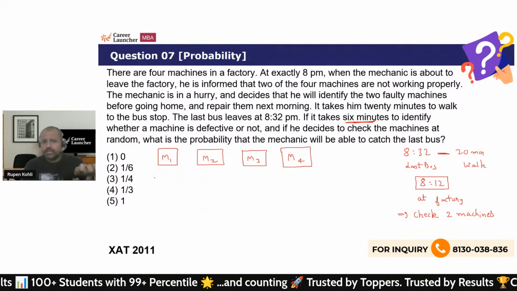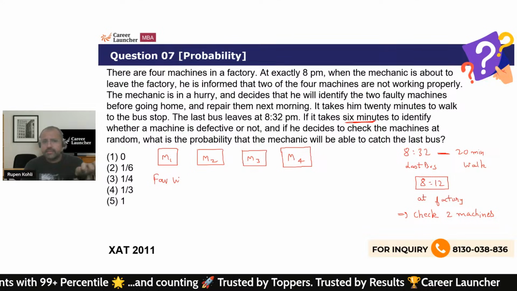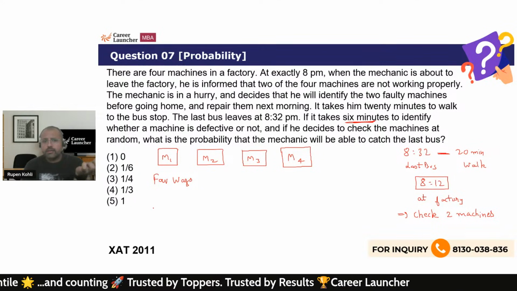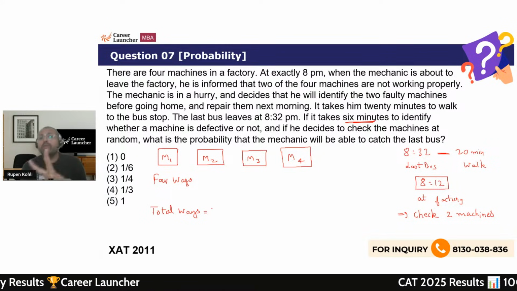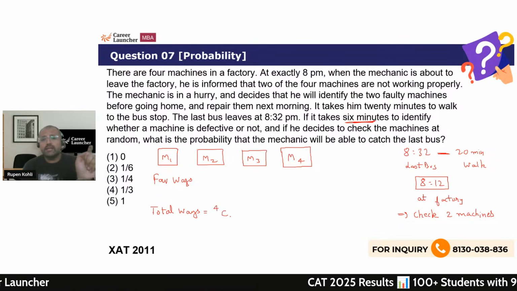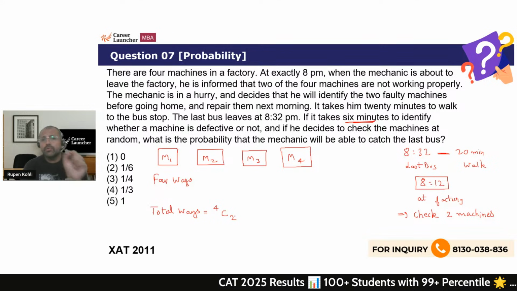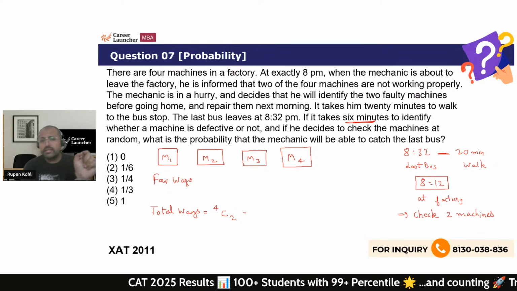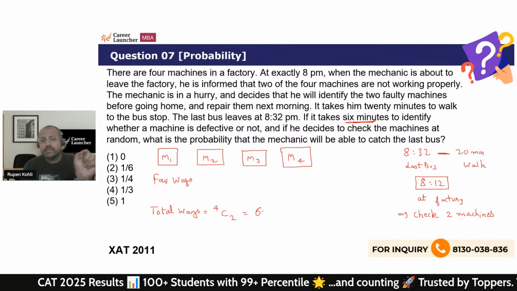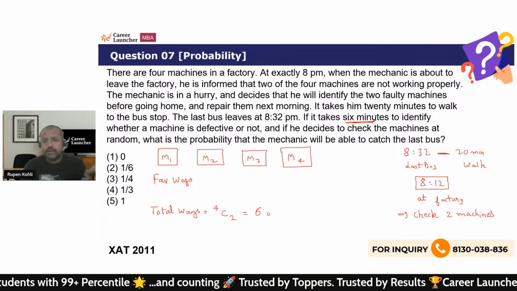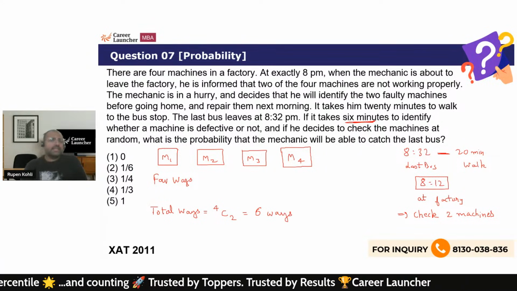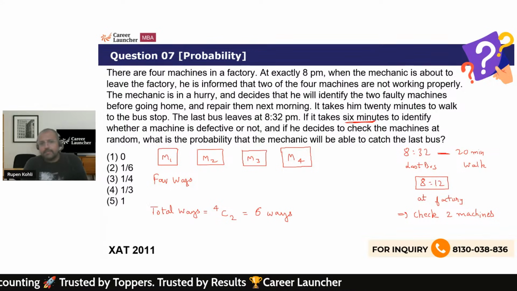Any probability question is favorable ways over total ways, right? So what is total ways over here? Total ways is all the ways he can select 2 out of the 4 machines. He can do that in 4C2 ways. So he can do that in 6 ways. That is why you can see most of the options have 6, 3 as their denominator, right? So 6 are the total ways he can select any two machines randomly.